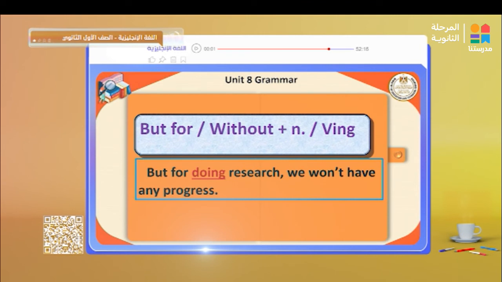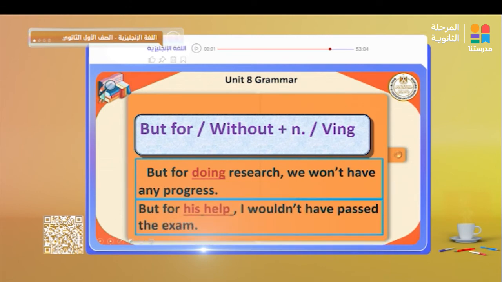So if I want here in this sentence to use unless, I will say unless you do research. Unless هيجي بعدها جملة كاملة فهقول unless you do research. لكن but for is followed by verb ing and it has a negative meaning. But for his help. هنا كمان we used noun. يبقى we can use noun or verb ing.